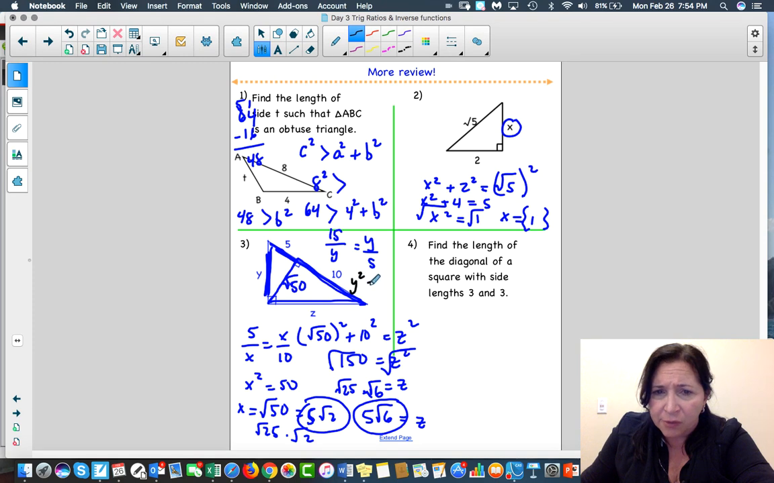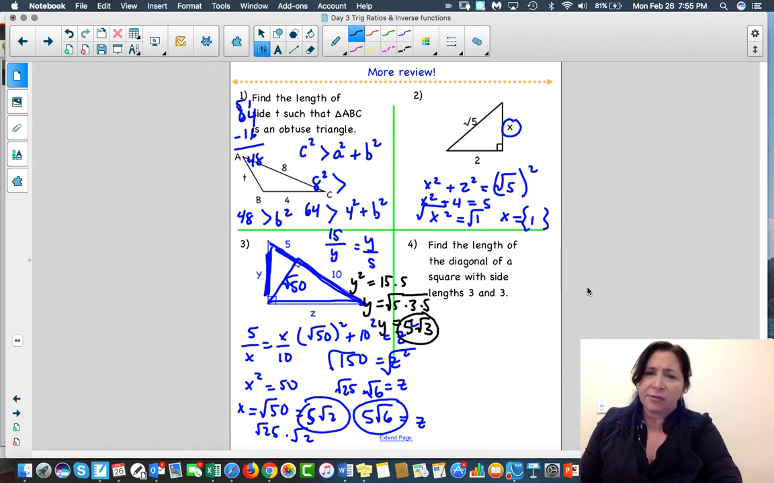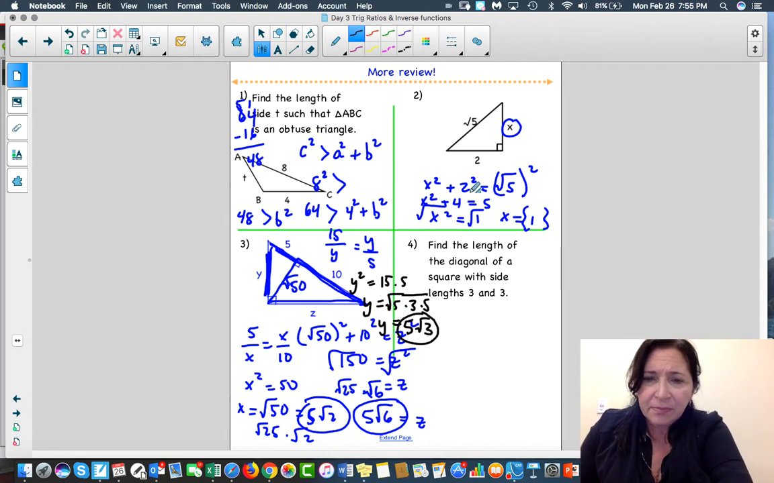That would give me y squared equals 15 times 5. And that would give me y equals the square root of 5 times 3 times 5. So my answer is going to be y equals 5 root 3. And so that would be my final answer for this value on the side left.